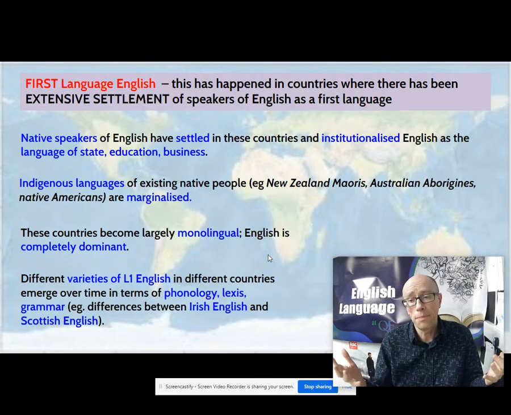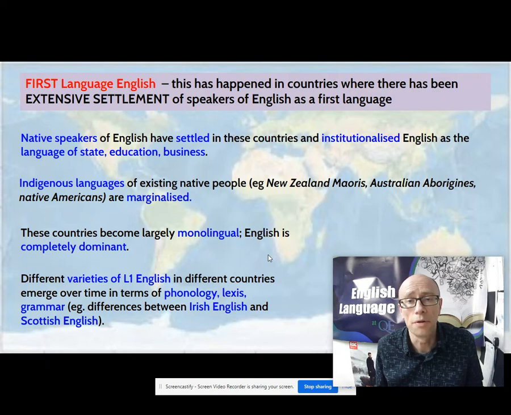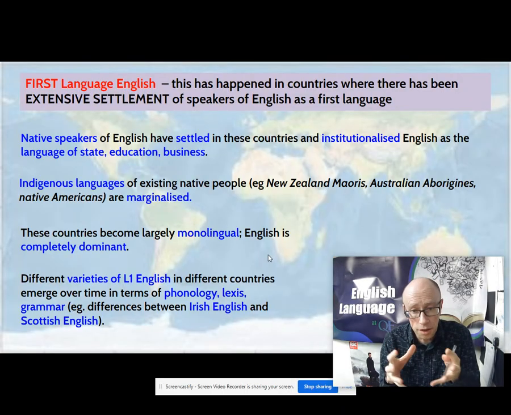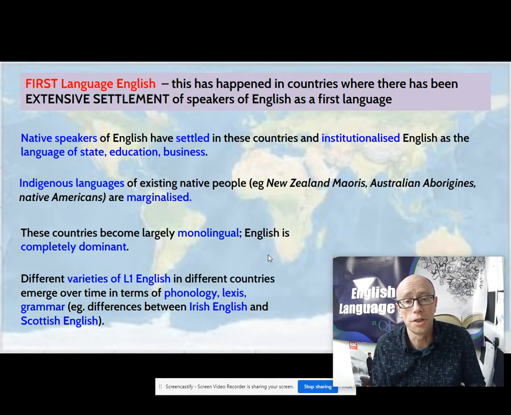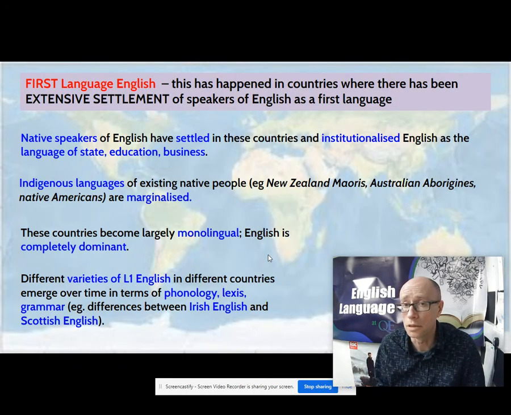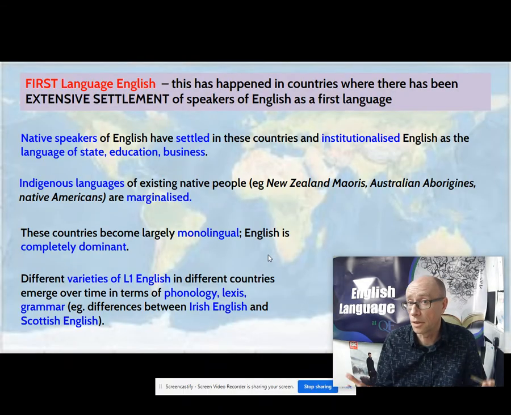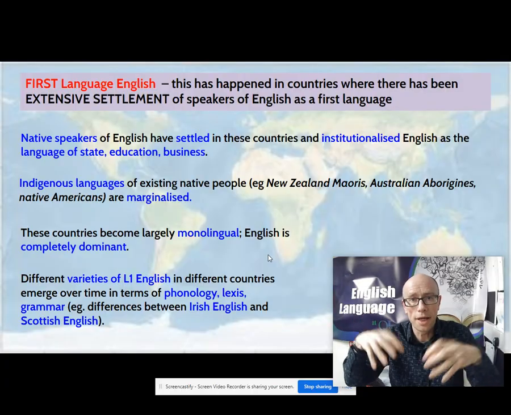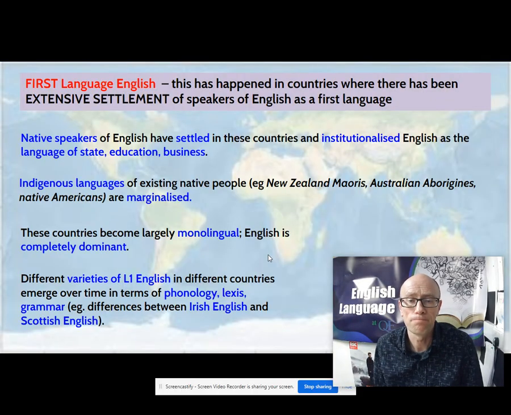Okay, and then of course what happens is that you get synchronic variation, where you get different varieties of L1 English being used within a country and between different countries. So you get different forms of phonology and lexis and grammar. Look, for example, at the differences between British English, Irish English, and Scottish English in terms of the accent features, some of the lexical choices, even some of the grammatical features as well. So within L1, you get this synchronic variation.